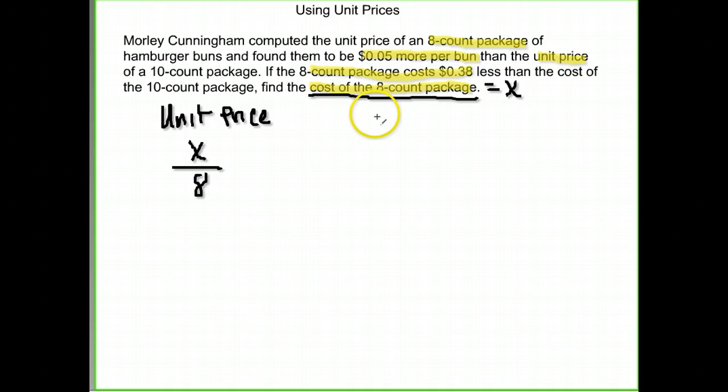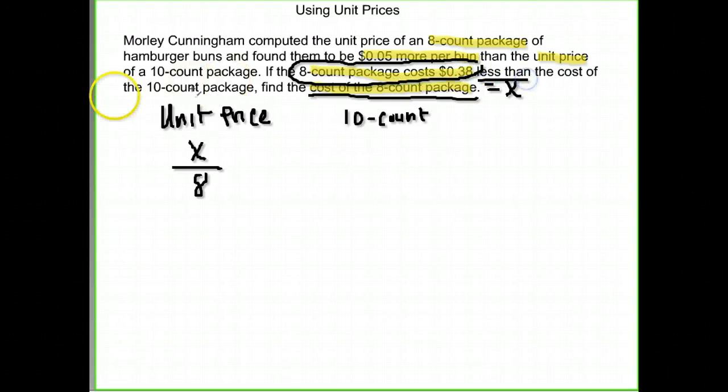What about a 10-count package? Well, we can't throw in another variable, another X or a Y, because then we won't be able to solve the problem. We need to stick to just one variable. So we need to find a way to relate the 8-count package price to the 10-count package price. And if we look right here, it said the full package of 8 counts is 38 cents less than the cost of a 10-count package.